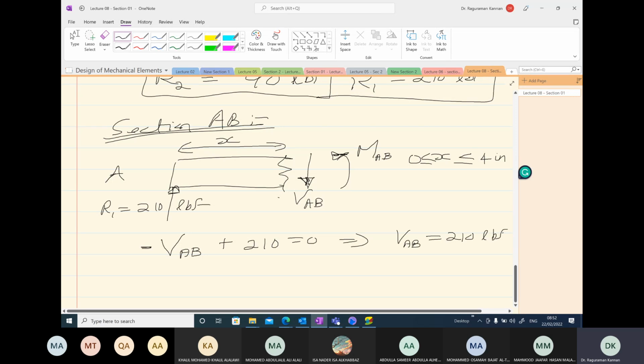Write the same by taking moment about the right end here, okay, about this end, and we are going to use the sign convention for equilibrium equations. MAB is positive, VAB passes right through this point, does not contribute to any moment, and then we have 210, which is negative. It leads to 210 times x is equal to 0. So which gives me moment in section AB is 210x pound force inches.